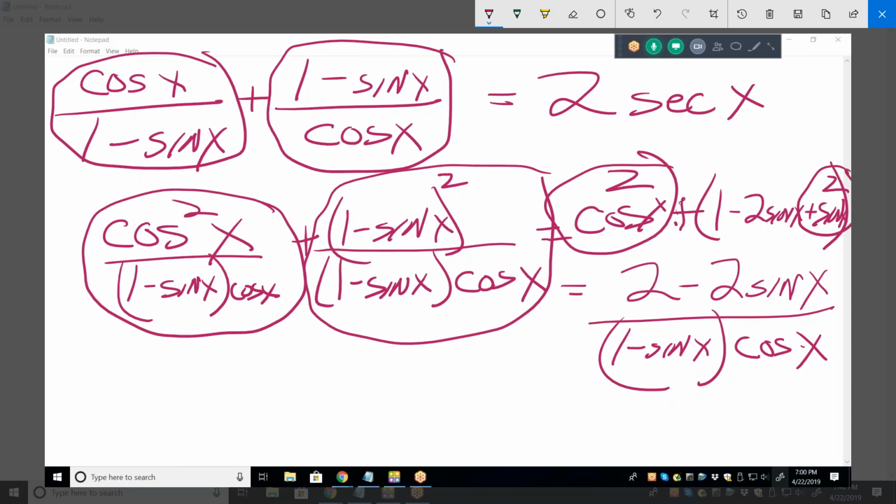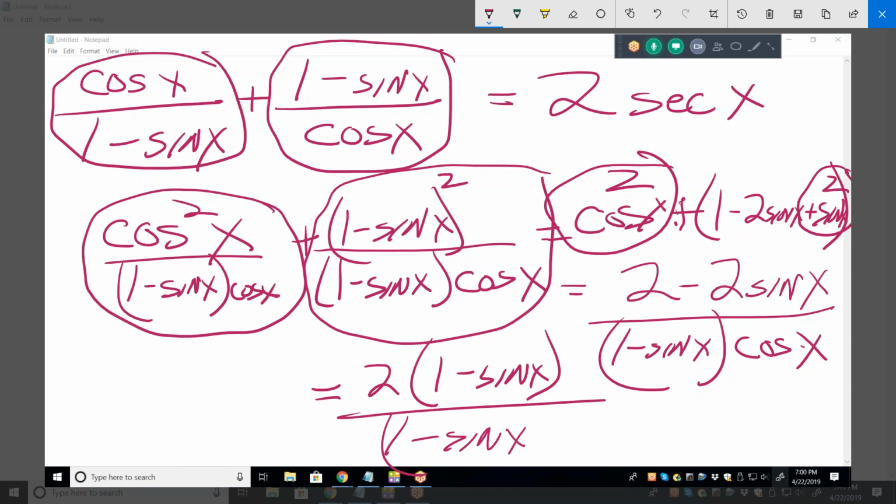Secant x is 1 over cosine. Factor out a 2 from the top. There you go. In other words, it's going to equal 2 times 1 minus sine x, that's the numerator, all over 1 minus sine x times cosine x.